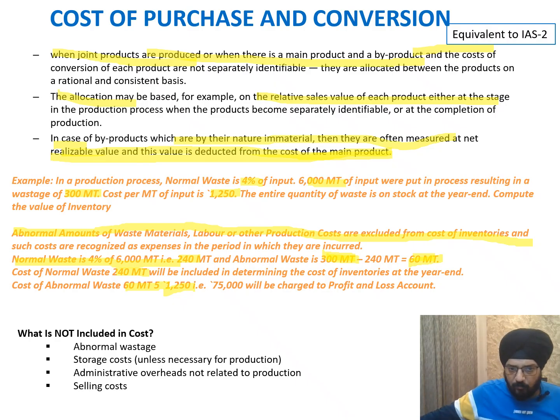So what is not included in the cost then? Abnormal wastage is not included. Storage cost, unless necessary for production, which is most important. Why are we reiterating this point again and again? Because this is a thin line. Normally warehousing cost sometimes gets included by default as a part of my cost of production, which should be looked into theoretically as well as logically, whether we need to include that cost into the cost of production or not. Administrative overhead not related to production and the selling cost are normally excluded from my cost of conversion.